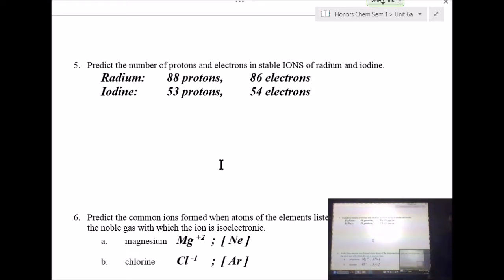+2, good. And then iodine, which is in group 7A, has 53 protons, but it needs 1 more electron to fill up the octet, so it'll have 54 electrons. And its most common charge would be -1.